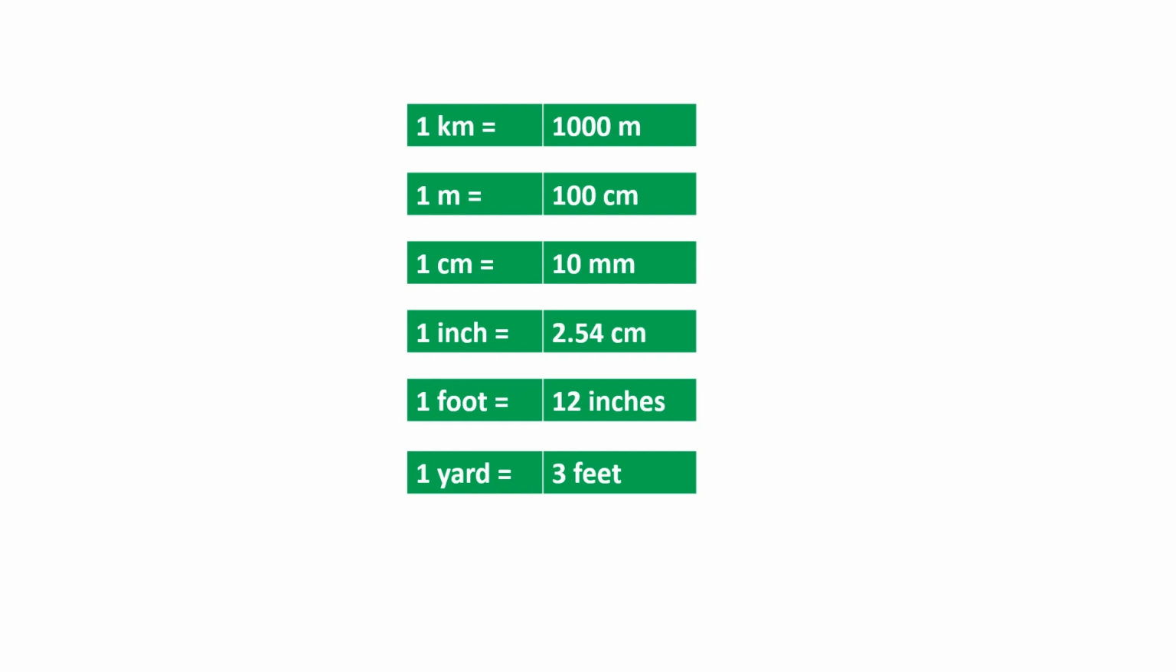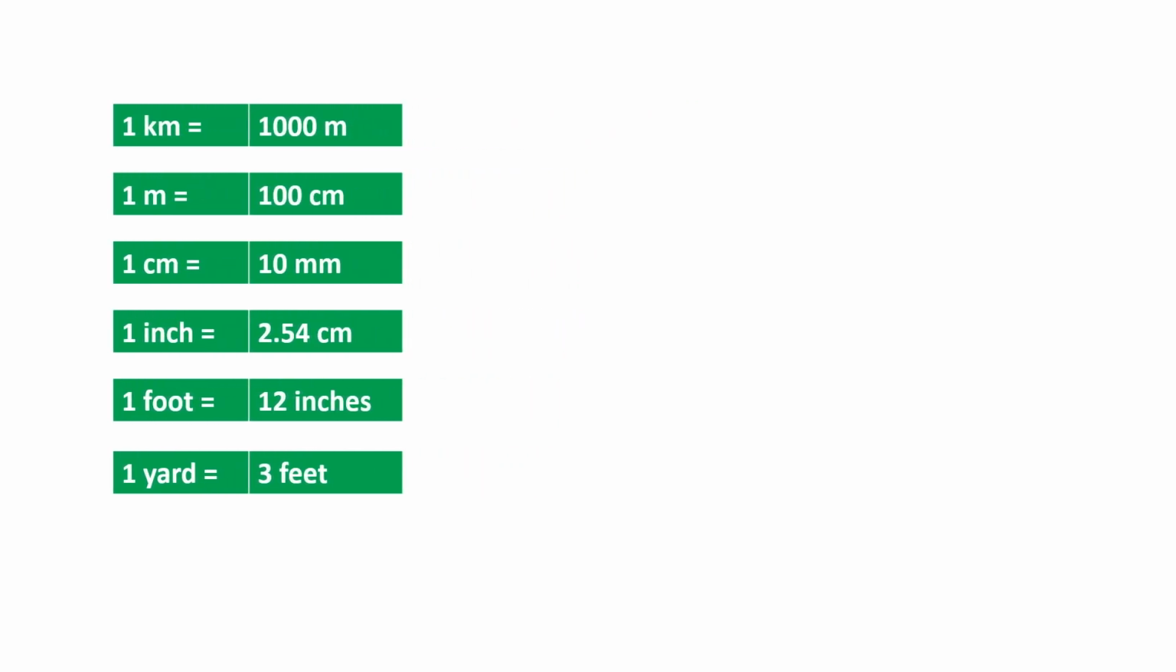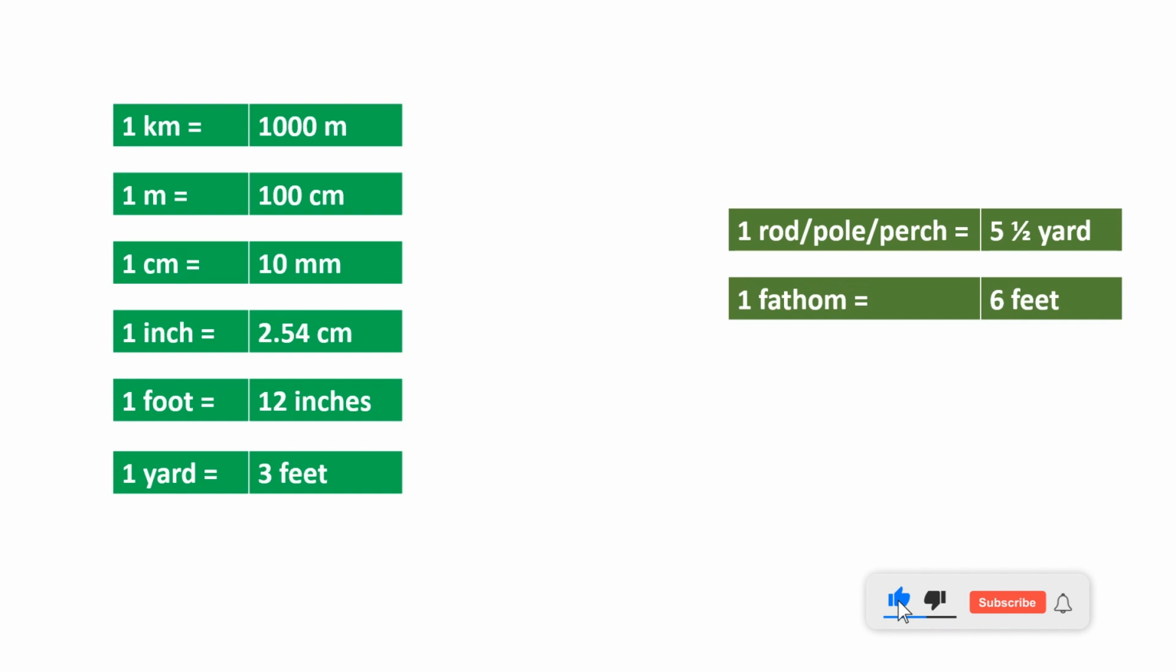Keeping these in mind, we will move on to a few new units commonly used in technical surveying measurements. 1 rod or pole or perch equals 5.5 yards. 1 fathom equals 6 feet. These two measurements require more attention to remember. If you have fixed these two measurements, let's go to the next set.